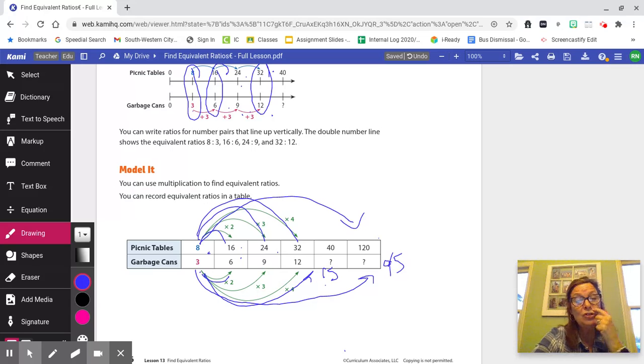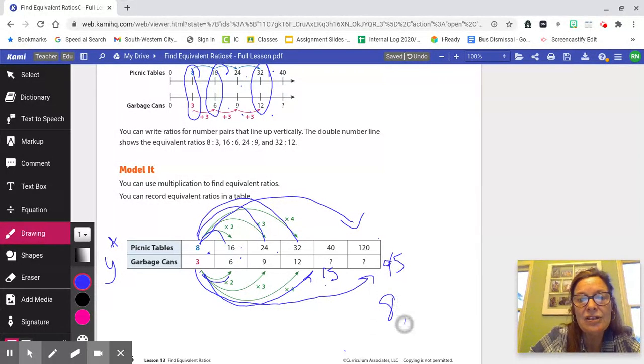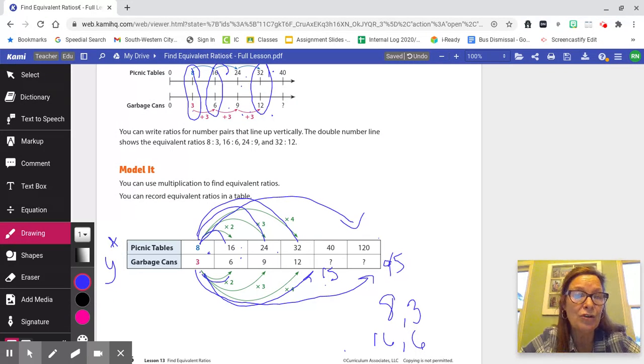Now, when you use a rate table, and we talked a little bit about a coordinate pair, my X is the first number, my Y is the second. So I could write this ratio as a coordinate pair of 8 to 3, 16 to 6. Those would be my ordered pairs. Let's go ahead and look at the next page.